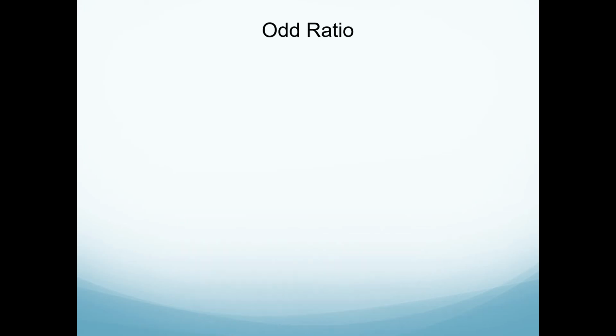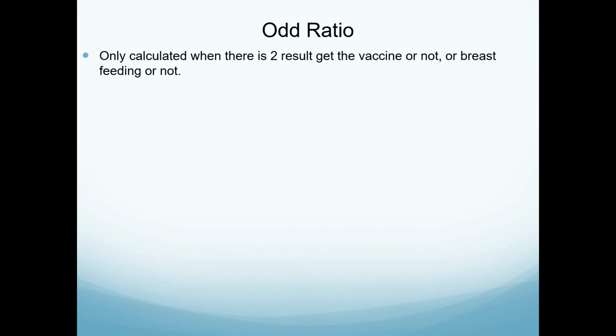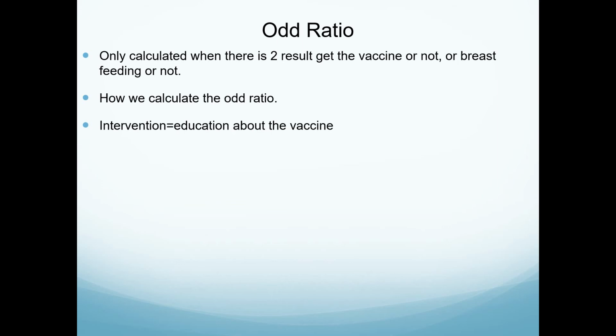Now we are going to talk about the odds ratio. Remember that the odds ratio is only calculated when there are two results, either getting the intervention or not getting the intervention, like getting the education or not getting the education, getting the vaccination or not getting the vaccination, or getting the breastfeeding or not getting the breastfeeding. So how do we calculate the odds ratio?